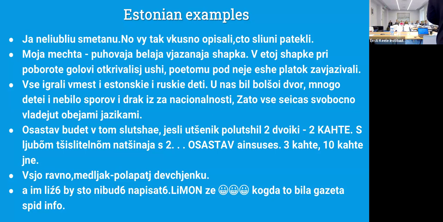Now, osastav будет в том случае, pay attention, that's ch, в том случае, если ученик, and that's again ч. In one text, one person uses different ways of transliteration for the same sound. And if we go on, получил две двойки, как с карты, с любым числительным, начиная с двух.